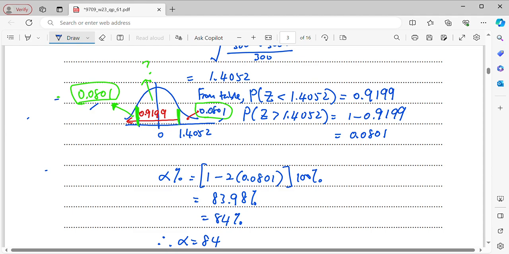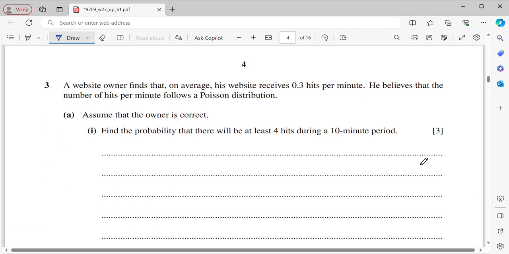Okay, now next question number 3. A website owner finds that on average his website receives 0.3 hits per minute. He believes that the number of hits per minute follows a Poisson distribution because it's how many hits per minute, there is a time interval. Now A, assume that the owner is correct. First part, find the probability that there will be at least 4 hits during a 10-minute period.